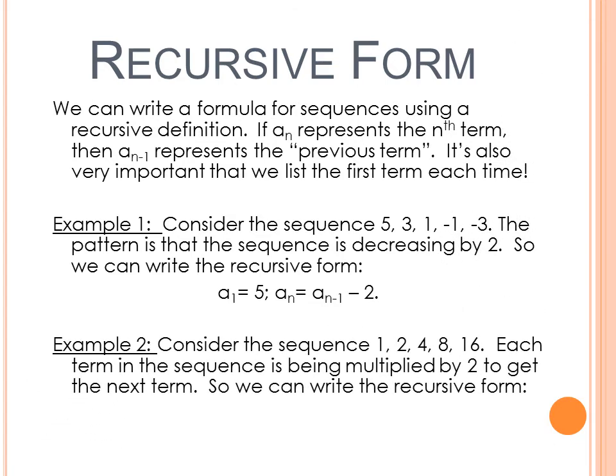Let's look at another example. 1, 2, 4, 8, 16. Each term in the sequence is being multiplied by 2 to get the next term. So when we write the recursive form, we could write that the first term is 1, and to get any term in the sequence, we would take the previous term and multiply it by 2. So a sub 1 equals 1, and a sub n equals 2 times a sub n minus 1.